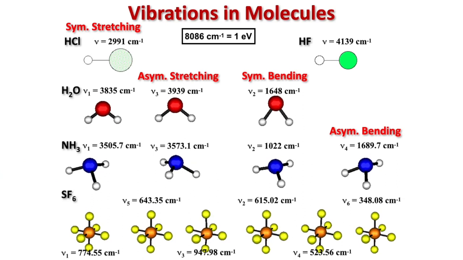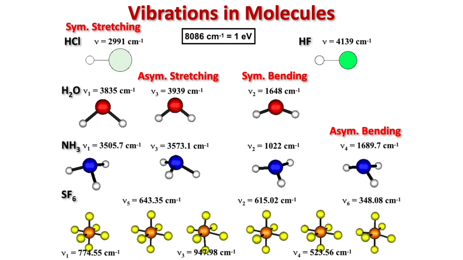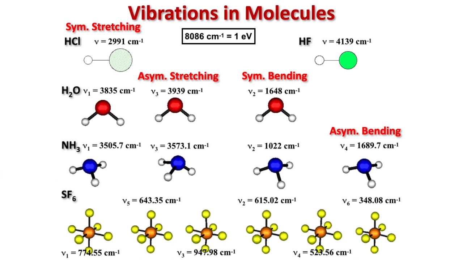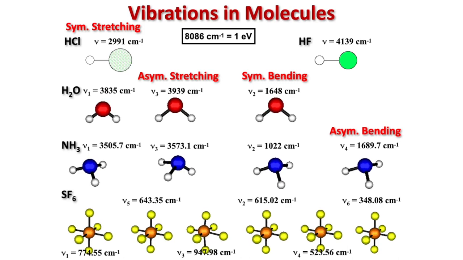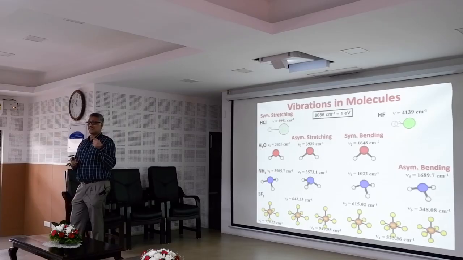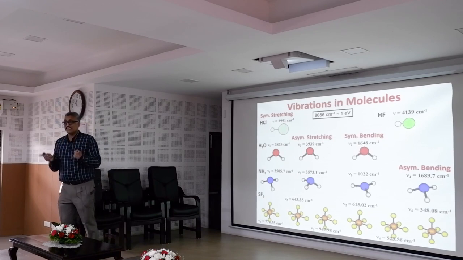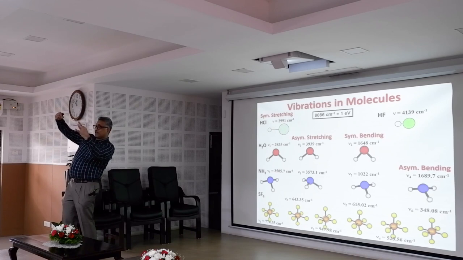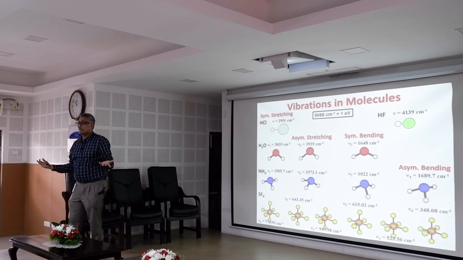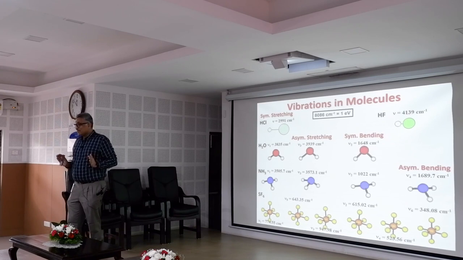If I had taken 7 atoms, according to your degrees of freedom, 3N minus 6, 3 into 7 is 21, minus 6 is 15 vibrations, but I am showing only 6 vibrations. But you look at the molecule, it is octahedral. Octahedral is the most symmetric molecule in nature. You can see in an octahedron, I look like this, I look like this, I look like this, everything looks the same. So many of the vibrations all become degenerate.